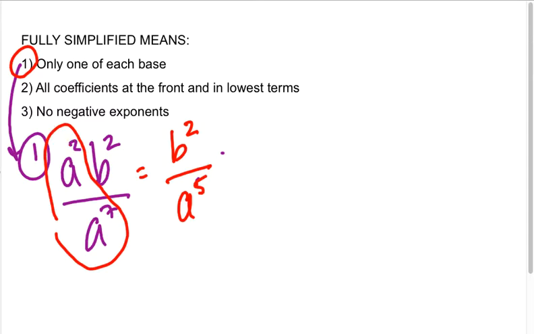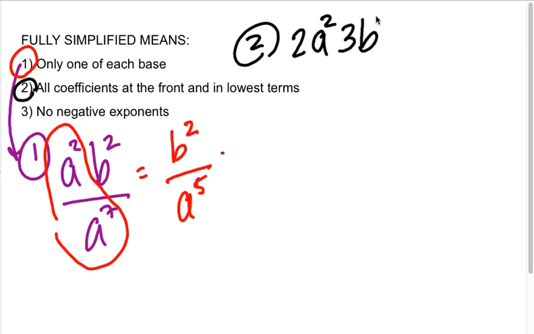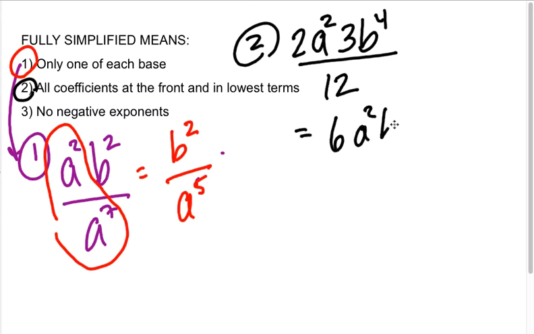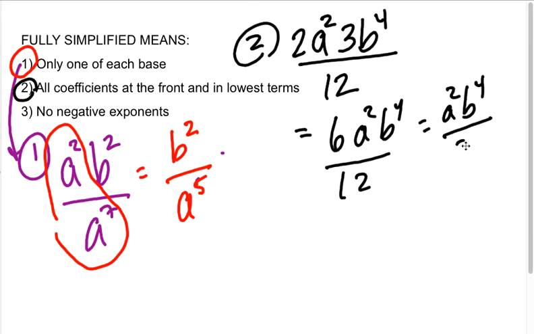Now let's go ahead and look at an illustration of number 2, right? So all coefficients are at the front in the lowest terms. Let's say I have 2a squared 3b to the 4th over, I don't know, let's say a 12, right? So that would be a 6 at the front, a squared b to the 4th all over a 12. Now my coefficients are all at the front, but they're not in lowest terms because the 6 and 12 would cancel, so I'm going to end up with an a squared b to the 4th over 2, right? That's what I mean by at the front in lowest terms.